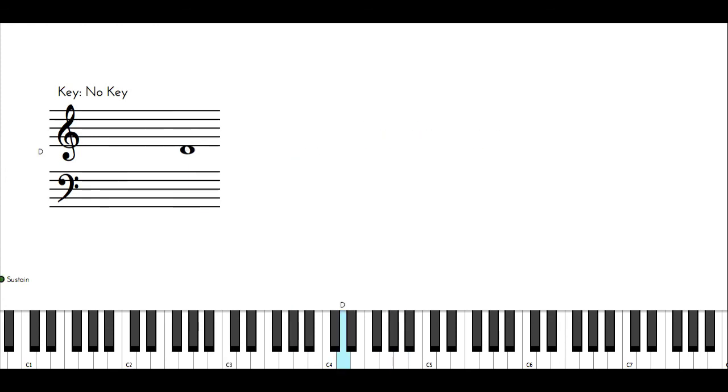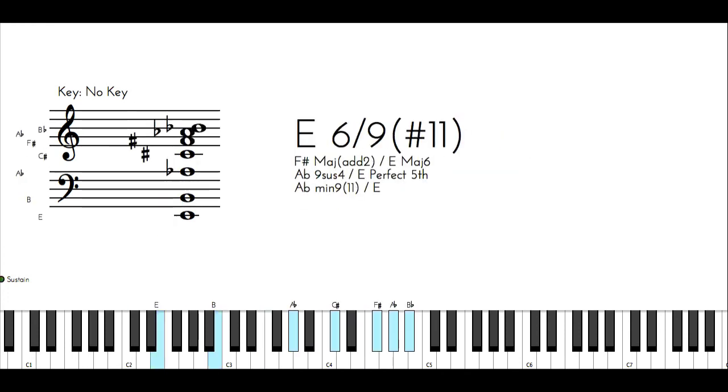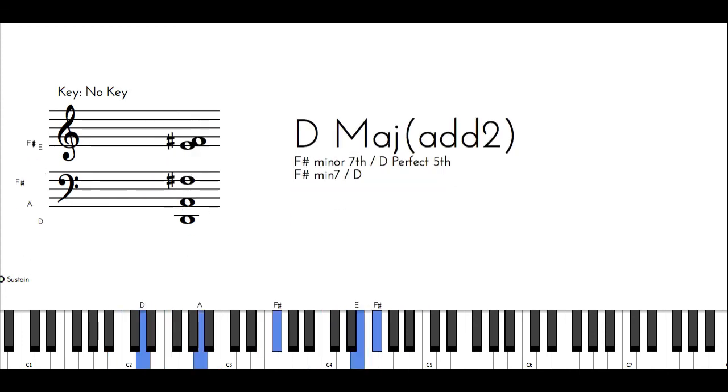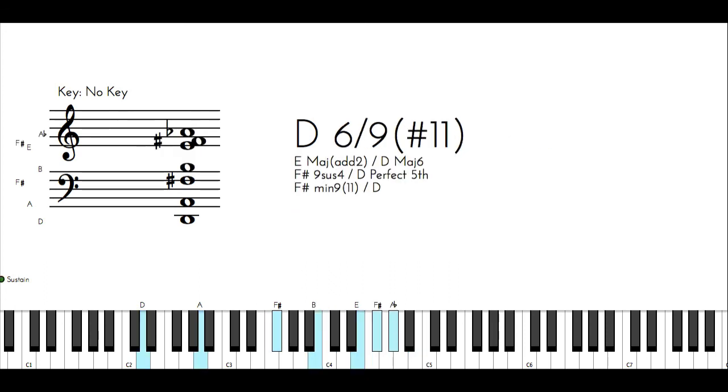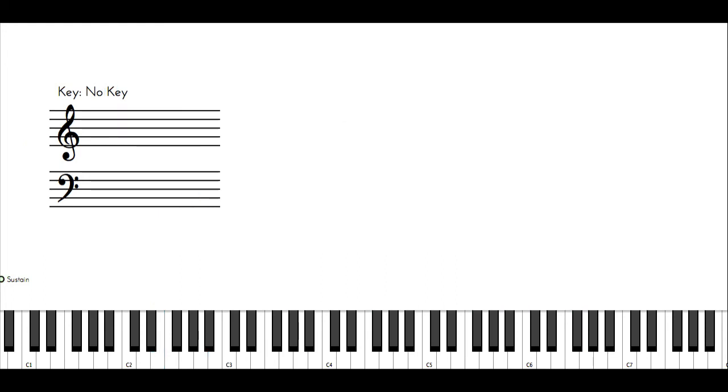So I'm going to go to C sharp major, E, B, D, E, and I do that just to know what my options are, and I also do that so I can know what it feels like, because it makes sense to understand what feeling you want to put out when you're playing.